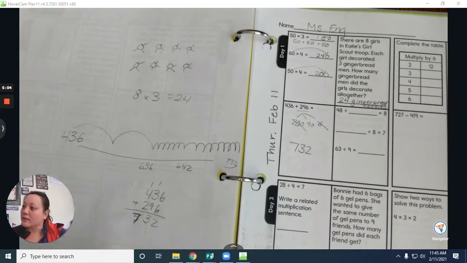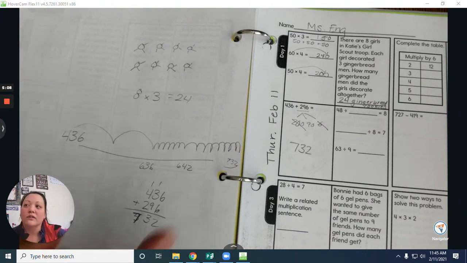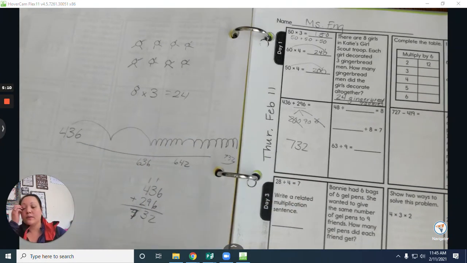However you solved it, if it was number line, break apart method, or standard algorithm, I need to be able to see your work.